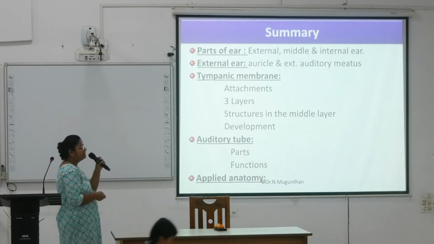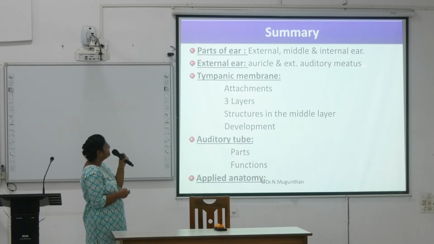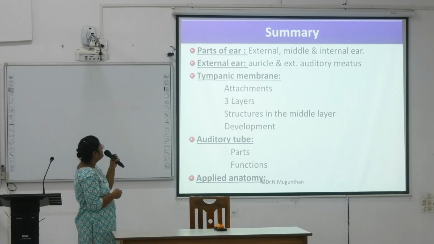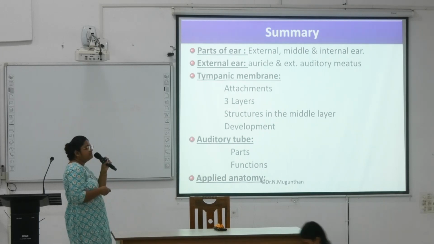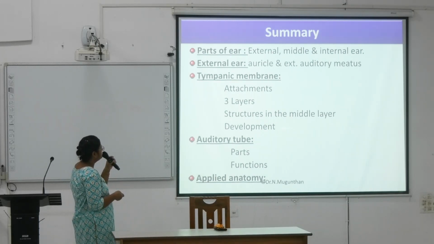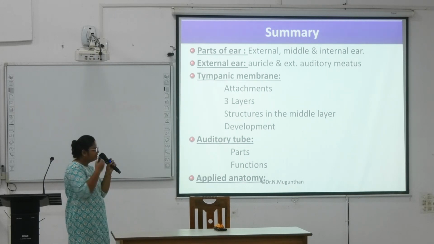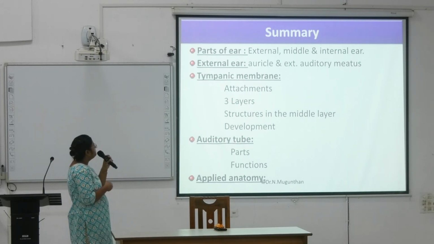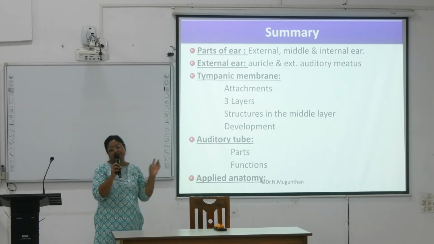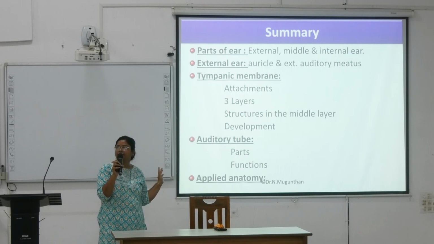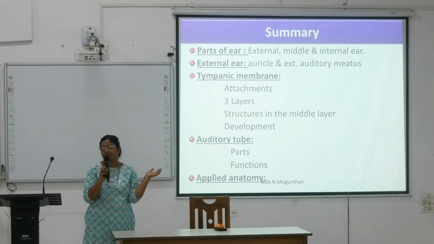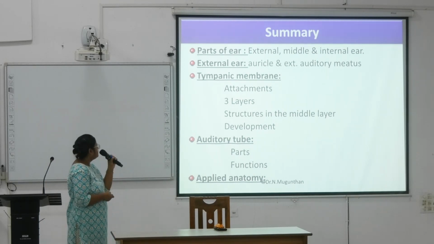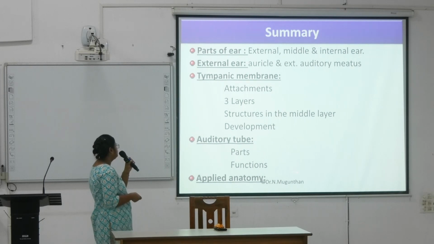So, for ear, we have three parts: external, middle, and internal ear. External ear is formed by auricle and external auditory meatus. Tympanic membrane attachments within the tympanic sulcus, three layers, their development, all these are important. Structures in the middle layer and development, all these are important. Auditory tube, so tympanic membrane and auditory tube, you prepare in detail. It comes as a long question. Very, very important. External layer can also come as a part of short question sometimes. So auditory tube, its parts and functions are important.